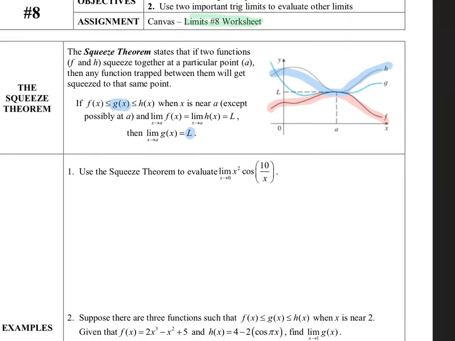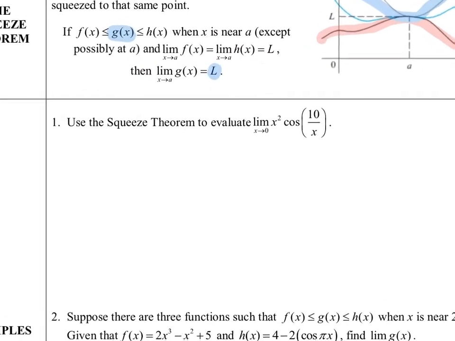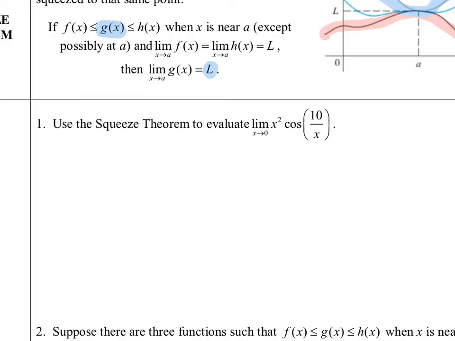So let's see how it works. I have an example here. We're going to use the squeeze theorem to evaluate this limit. Notice that direct substitution into this limit will not give me an answer because this is going to be the cosine of 10 divided by 0. And what is that? I don't know. So what I'm going to do is just focus on this part for right now.